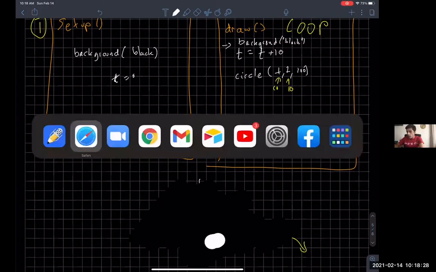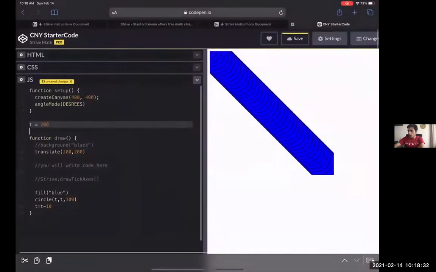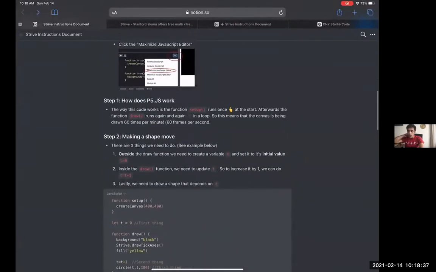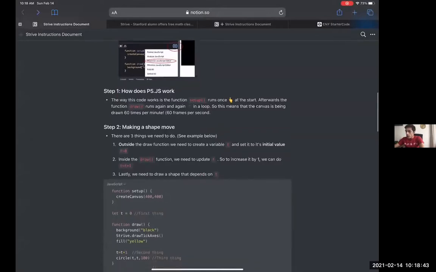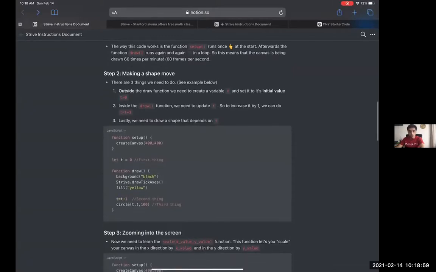But if we go to the instructions document, that's not it. Instructions document. This is what's explained under step 1. How does p5.js work? This is the library we're using, okay? So we've understood how this works. Now we've also done how we can move shapes, right? We've done this code from here. So we had the 3 steps. You see the 3 steps over here? T is equal to 0, T is equal to T plus 1, and then draw a shape, right?